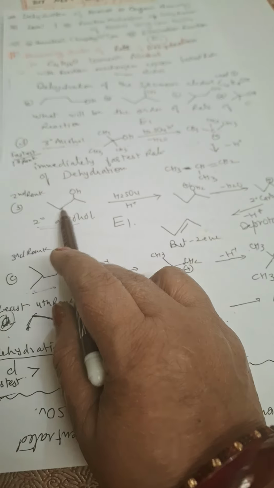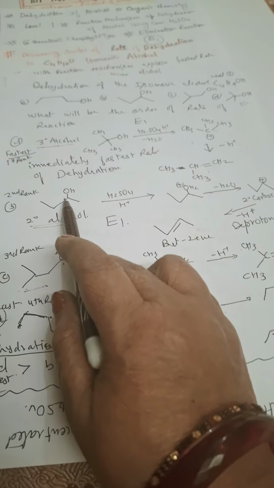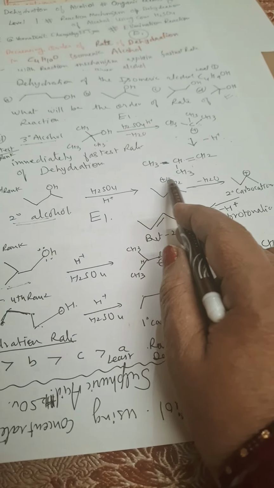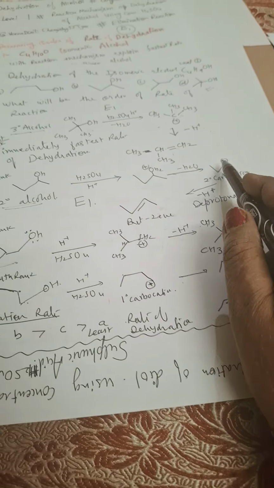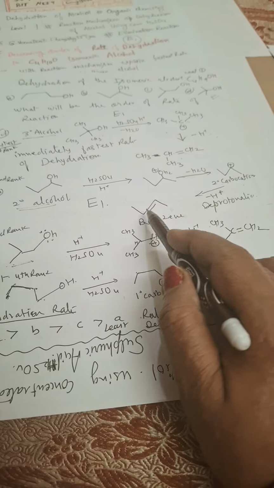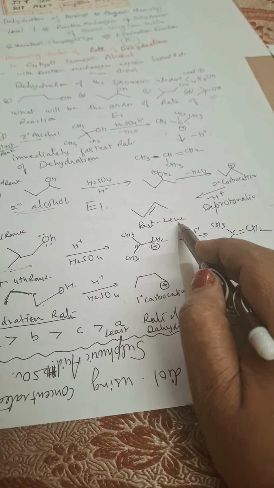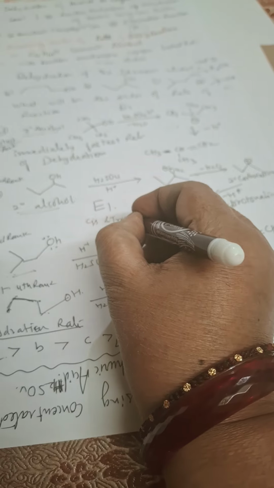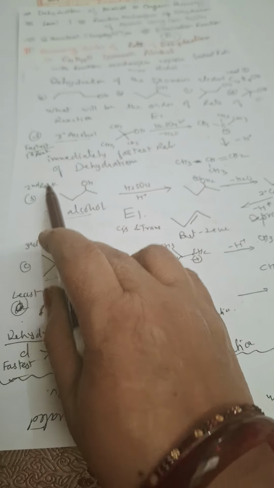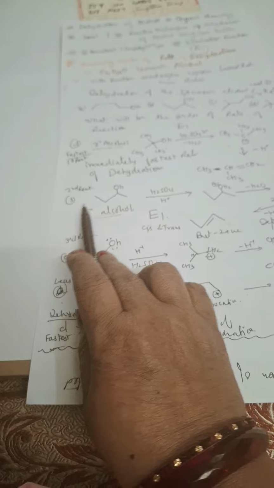alkene. Now in the 2 degree alcohol, with conc. H2SO4, again protonation occurs first, so this is the protonated alcohol, then water will be lost, we will get a 2 degree carbocation, then deprotonation from the adjacent carbon, so we will get this alkene, and this will be cis and trans both. So this is second ranking, meaning second rank of dehydration.